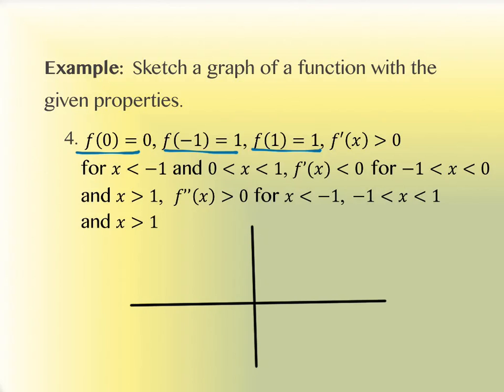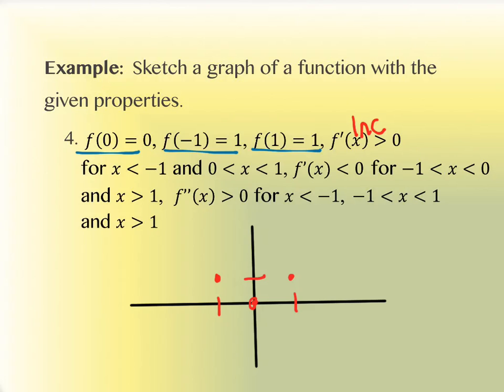I'm going to plot the point at (0, 0). I'm going to plot a point at (-1, 1). And I'm going to plot a point at (1, 1). And again, depending on when you printed this off, some of these pieces of information as we move through this might look different. The next thing that it tells us is that the derivative is greater than 0. So when the derivative is positive, what does it tell you about the graph? The slope is positive. So what's the original graph doing?